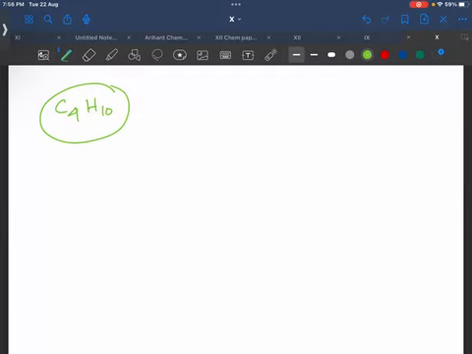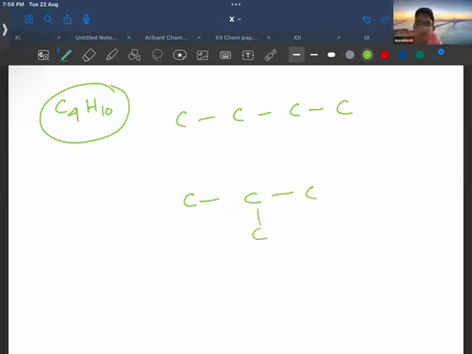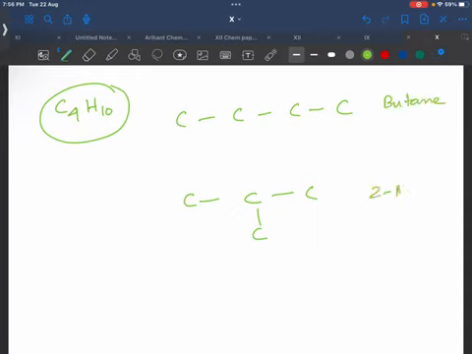So the two structures are, देखो, एक तो ये होगा, सब straight chain में लगे हुए हैं, और एक होगा, so they are arranged like a parallel to each other. ये दोनों होगा. इसका नाम है ब्यूटेन, इसका नाम है 2-मिथाइल प्रोपेन. देखो दोनों का अलग अलग नाम है और फॉर्मूला सेम है.